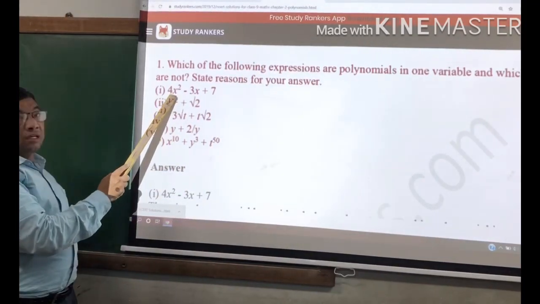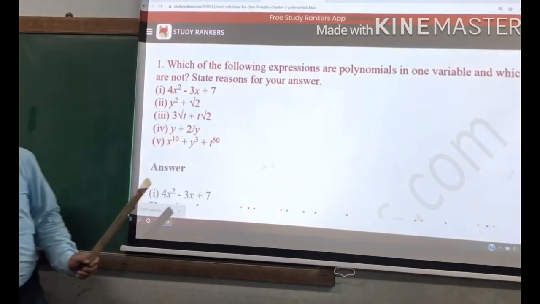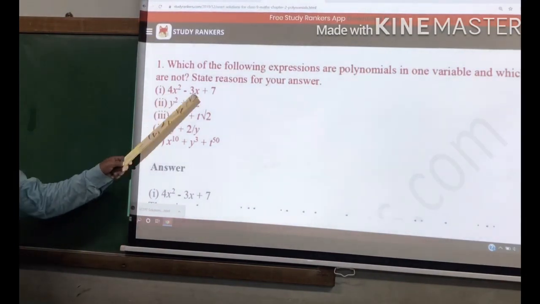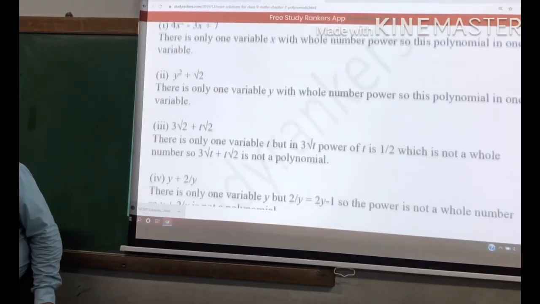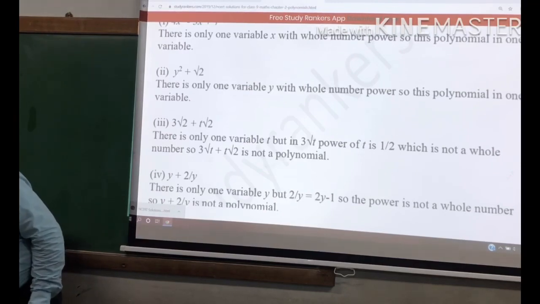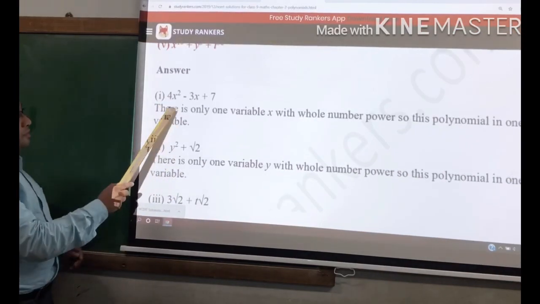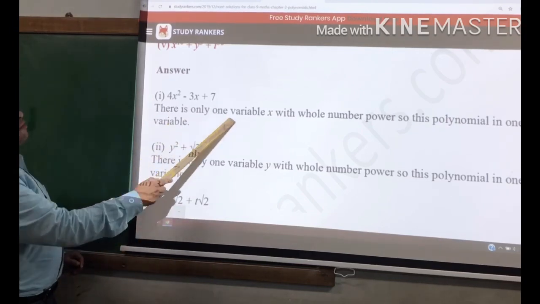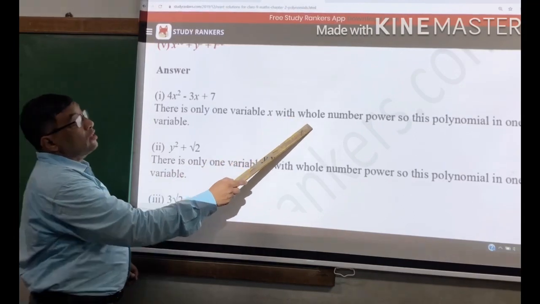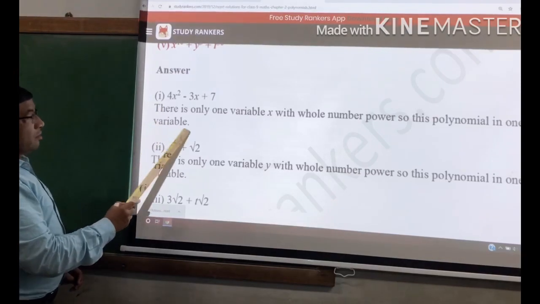First question is 4x square minus 3x plus 7. Now we have to answer whether this expression is a polynomial or not. So we see the answer one by one. First one, 4x square minus 3x plus 7. Now see, there is only one variable x with whole number power. So this is a polynomial in one variable.